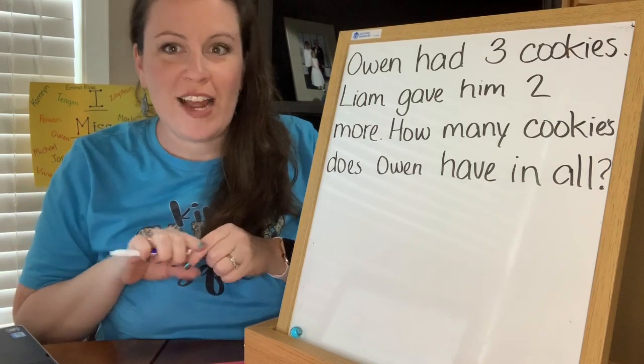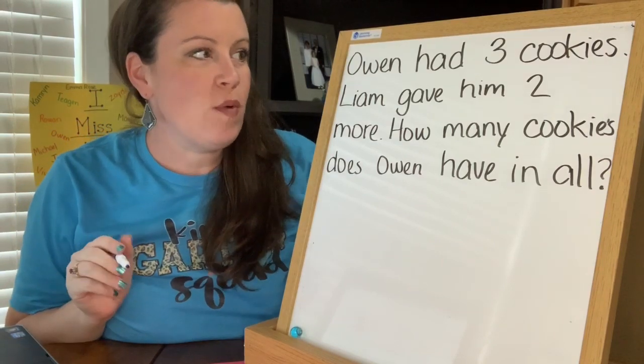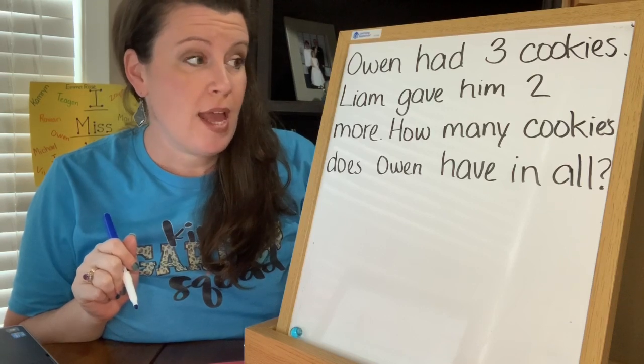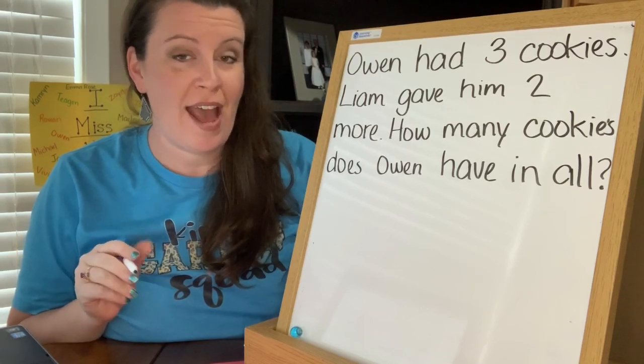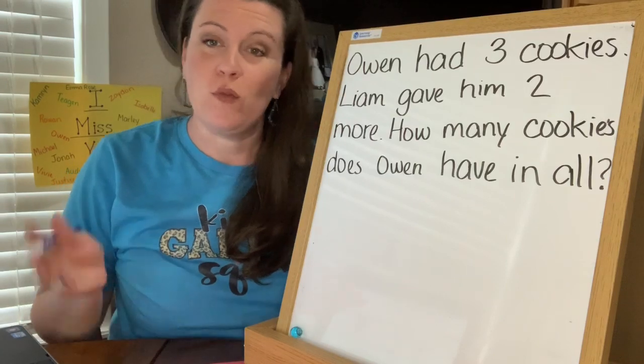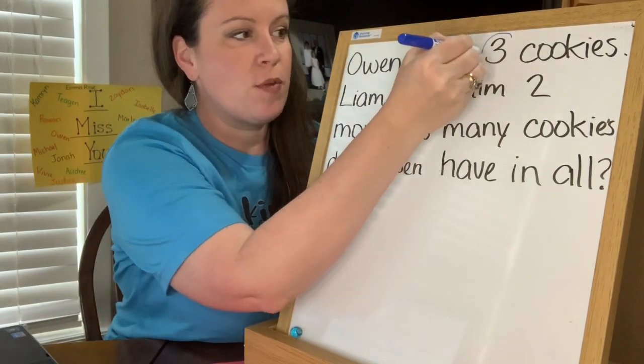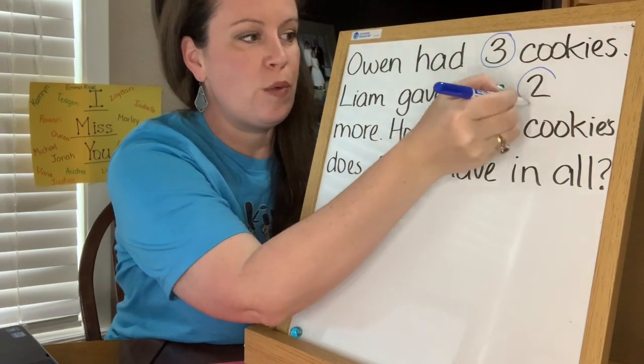All right, here's our next word problem. It says, Owen had 3 cookies. Liam gave him 2 more. How many cookies does Owen have in all? Okay, if we remember, our first step is to go back and find our numbers. We have 3 and we have 2.